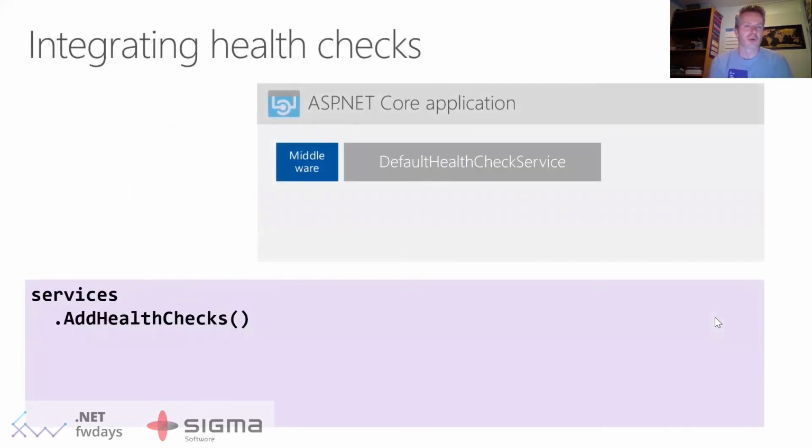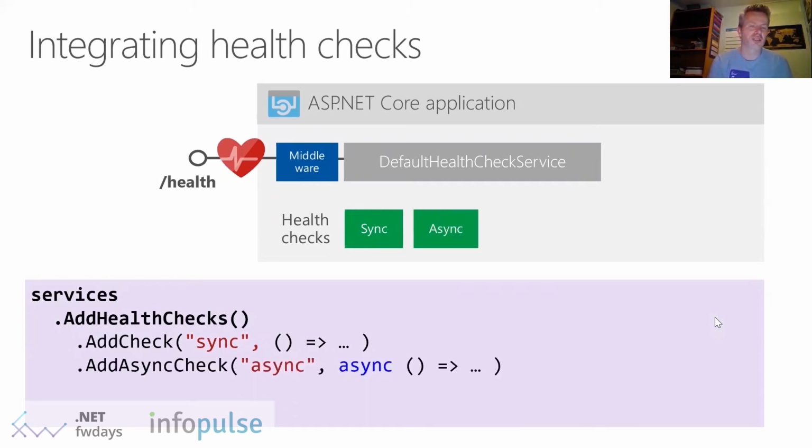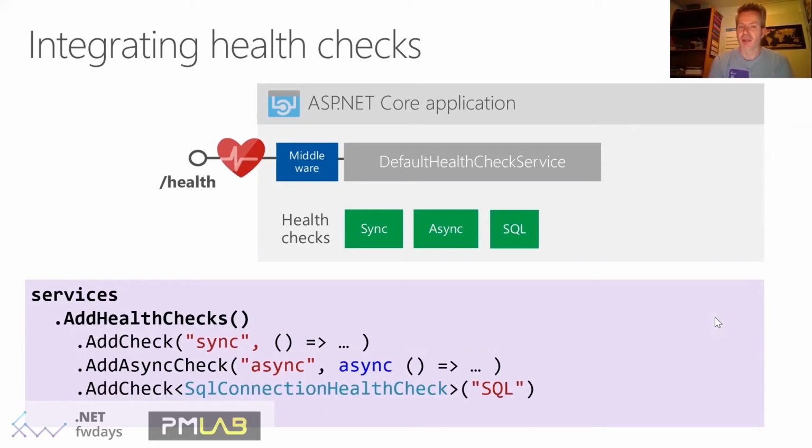So let's have another look at how that works in a bit more detail. We're back to the point where we add health checks and we have the default health check service registered. We also have the middleware endpoint registered. That's like this, so we need to do that. But then afterwards, we will add one or more of those checks. We can add them with Lambda expressions, synchronous or asynchronous. We can have typed health checks with the actual implementation of the IHealthCheck interface. And you can have more of those checking various dependencies, for example.